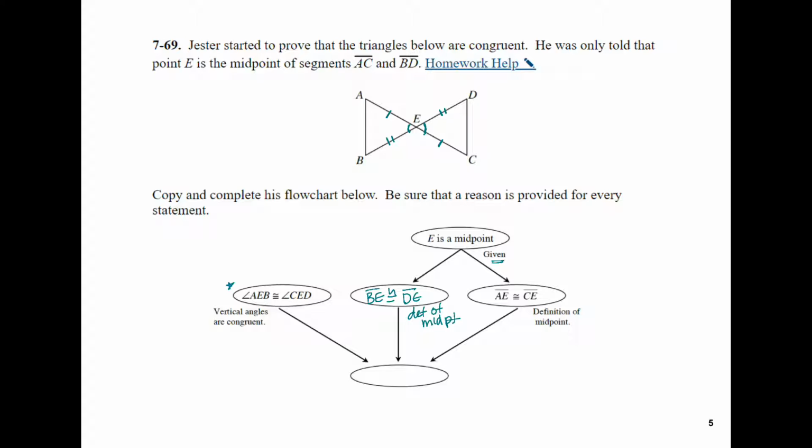We then could prove that triangle AEB is congruent to triangle CED by the justification or reason of side angle side congruency.